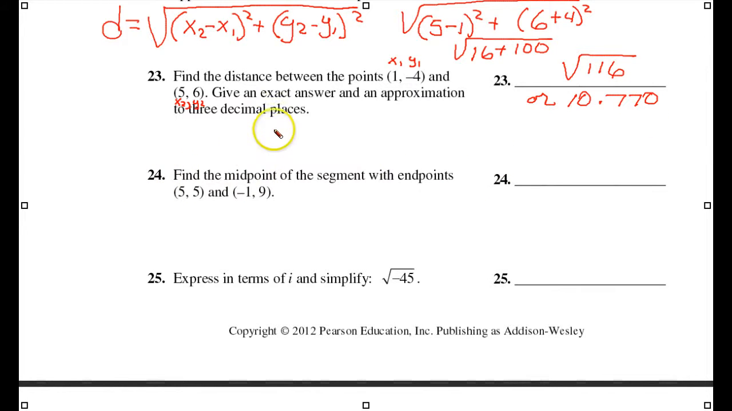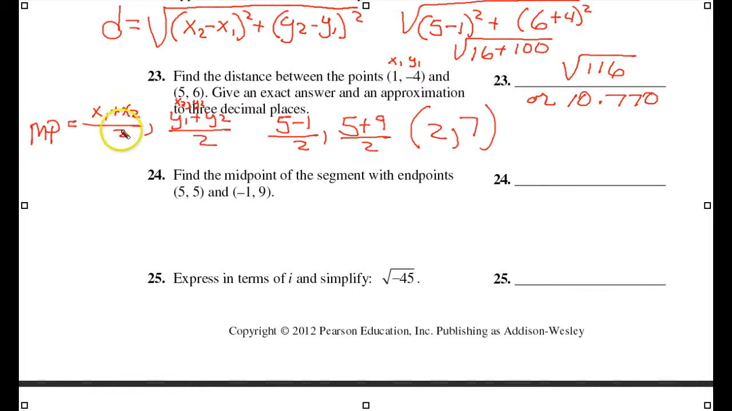All right, for number 24, they want us to find the midpoints, which is just the midpoint formula. Let me put that up here for you. So the midpoint formula, you add your 2 x's, divide by 2, your 2 y's, divide by 2. This is what we've done. So this is 4 over 2 is 2. 14 over 2 is 7. There's our midpoint.